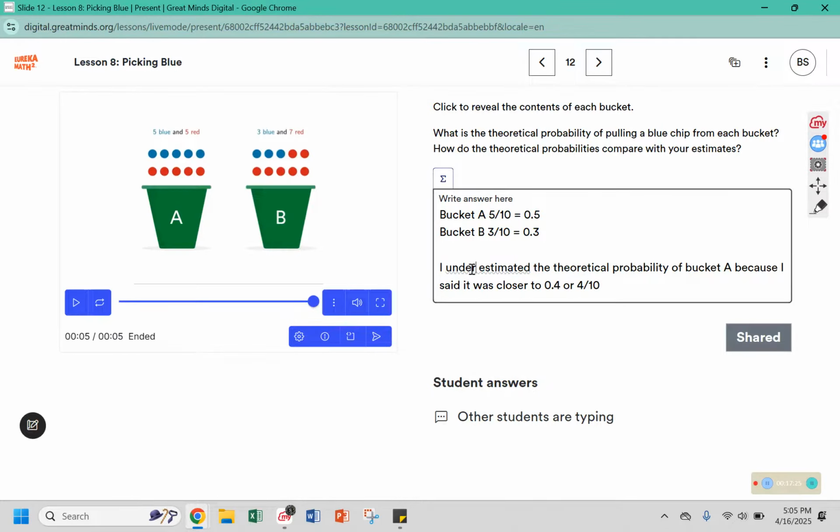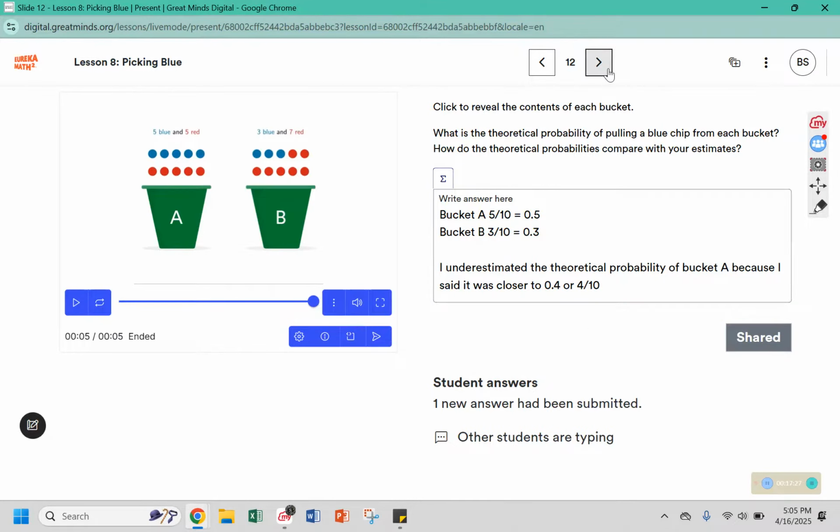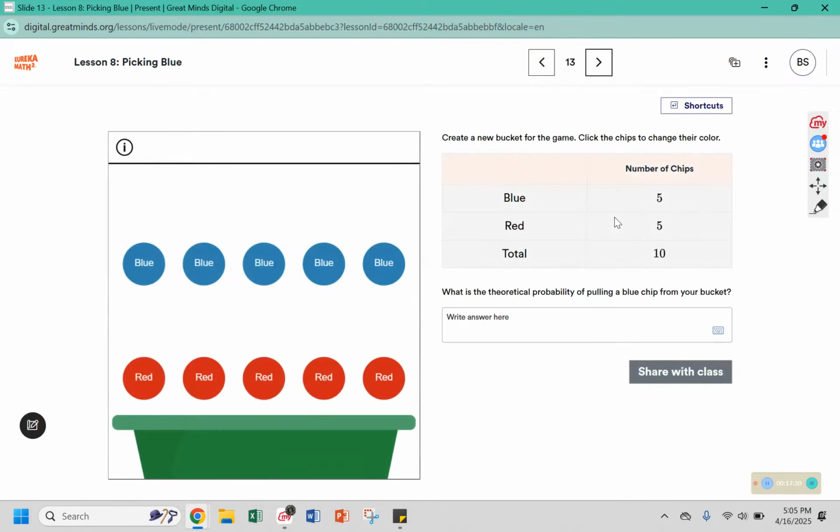Create a new bucket for the game. Click the chips to change their color. I changed mine so there were 2 blues, so that would be a probability of 2 out of 10. Or if you wanted to write it as a decimal, that would be 0.2.